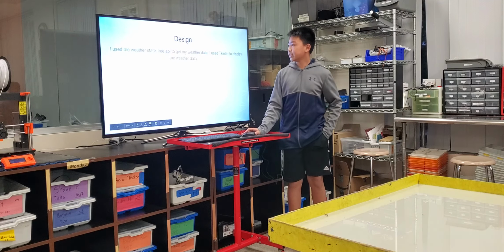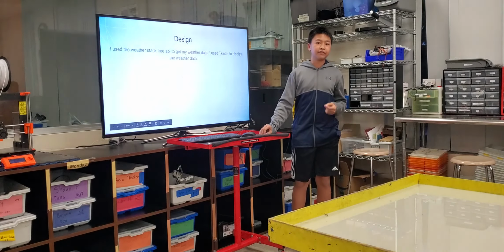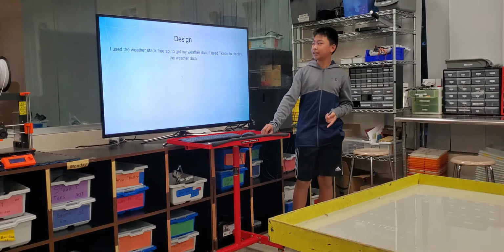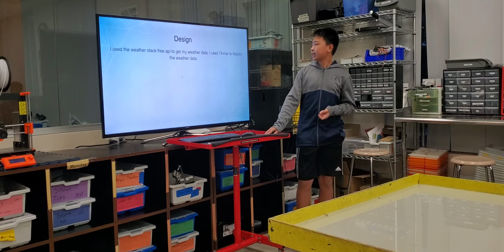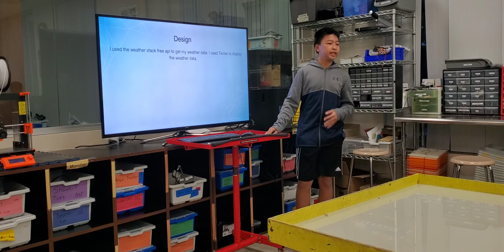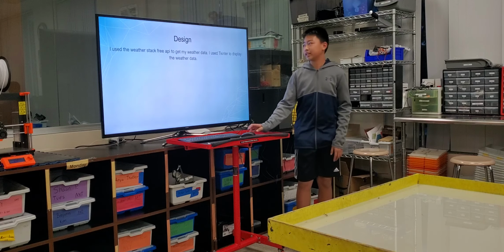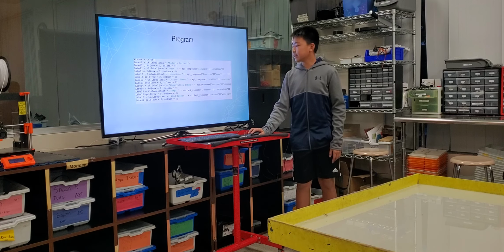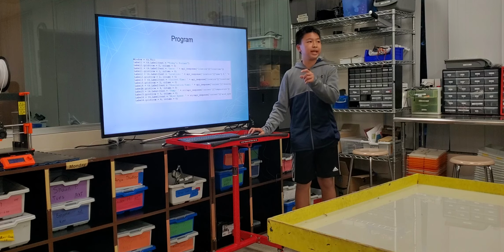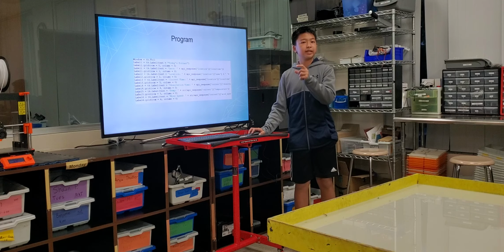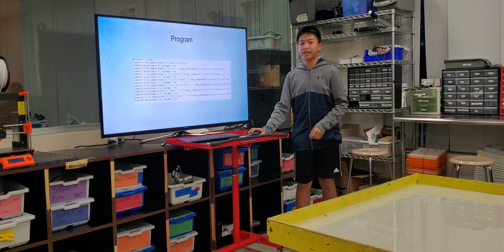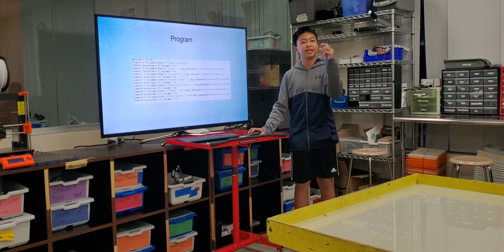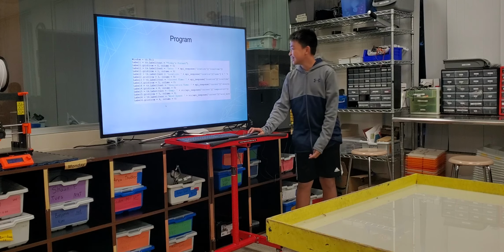For design, I just used the free WeatherStack API for my weather data, and then I used tcondoo to display the weather data in like a website sort of thing, and then program. So this is just all the code I used to actually display the weather app data. Instead of just the normal Python text, it's a bit fancier in a way.